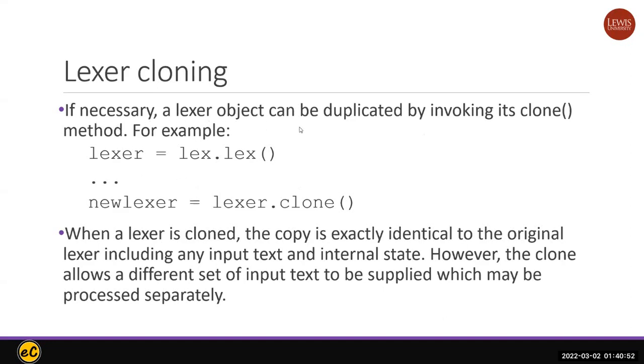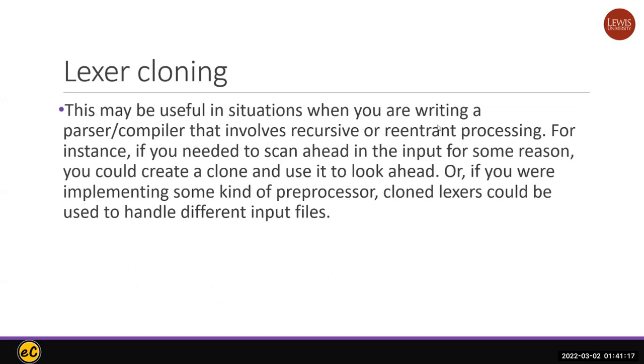If necessary, a Lexer object can be duplicated by creating a clone. The clone function can make multiple copies of it. When the Lexer is cloned, the copy is exactly identical to the original one, including any input and the internal state. However, the clone will have a different set of input text supplied, which may be processed separately. This may be useful when you write a parser or compiler that involves recursion or re-entrant processing. For example, if you need to scan ahead in the input for some reason, you can create a clone and use it to look ahead. Or if you were implementing some kind of processor, a cloned Lexer could be used to handle different input files.